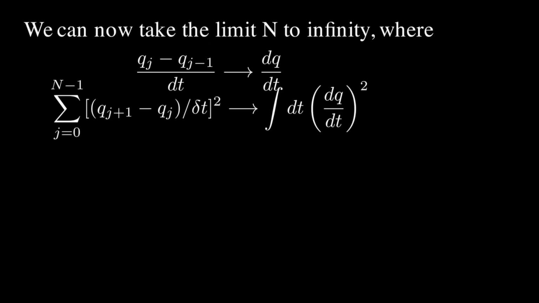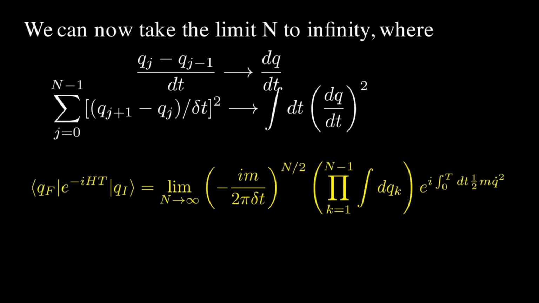Thus, our amplitude of the particle traveling from point qi to point qf in a total time capital T will be equal to the limit when n goes to infinity of some factor, and then a product of integrals over space and an exponential function that is i times the integral over time of the kinetic energy. Because it's a free particle, we have in the exponent only the integral of the kinetic energy.